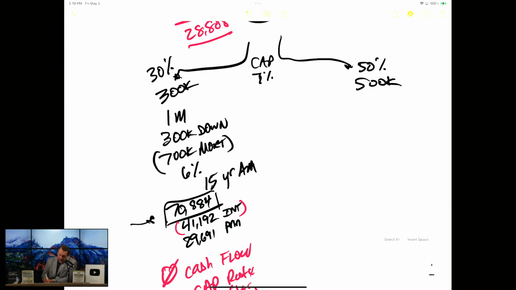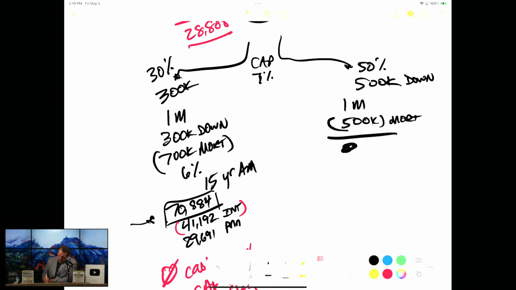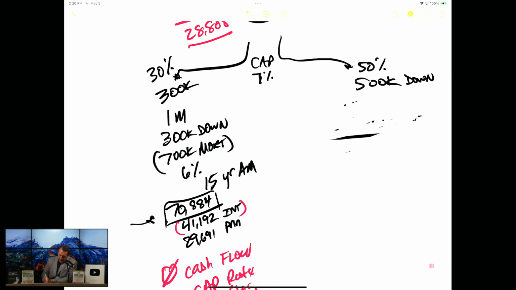Okay, now let's get back to our whiteboard. So let's say I put down $500,000. So now I've got my $1 million property and a $500,000 mortgage. Let's make this look prettier because I want this to look just like the other side here. All right, so if we go this route, we're going to take our $1 million, $500,000 down, $500,000 mortgage, and we're going to have the same interest rate, 15%, 15-year amortization.